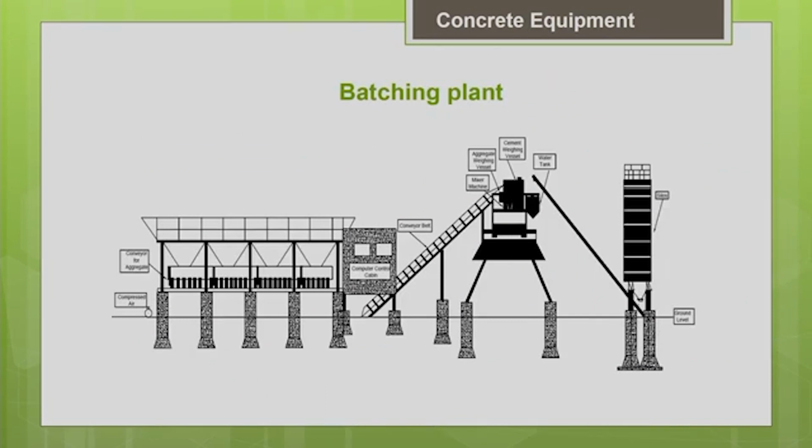So this picture shows a schematic image of the concrete batching plant. You can see these are the aggregate storage bins, with sloping sides. These are the aggregate storage bins where the aggregates are stored. From here the aggregates will be conveyed by the belt conveyor. The belt conveyor will take it to the concrete mixer machine.